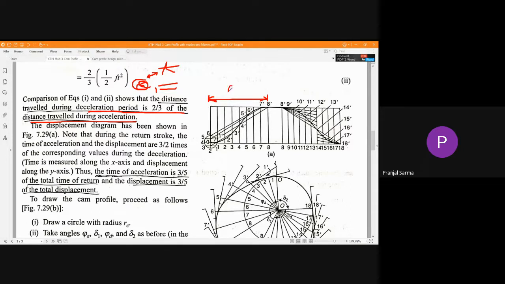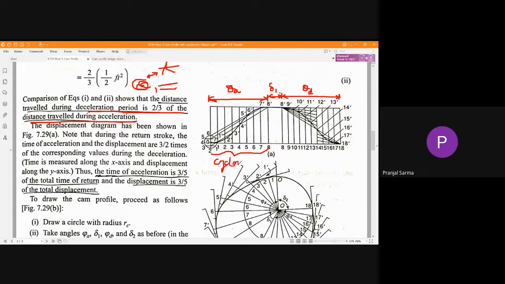Okay, so now, as per the previous cases, what we do is, on the x-axis, as per the scale, we take out that particular theta a, that is the ascent stroke angle. Then, as per the question, the first dwell, and then the descent stroke angle, etc., that we have been talking about.